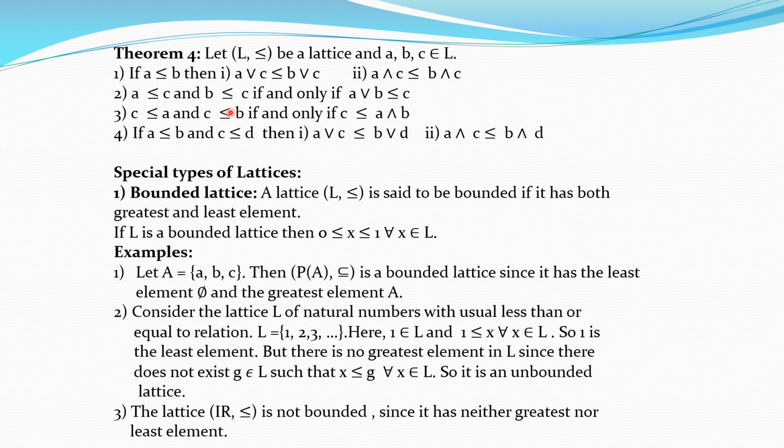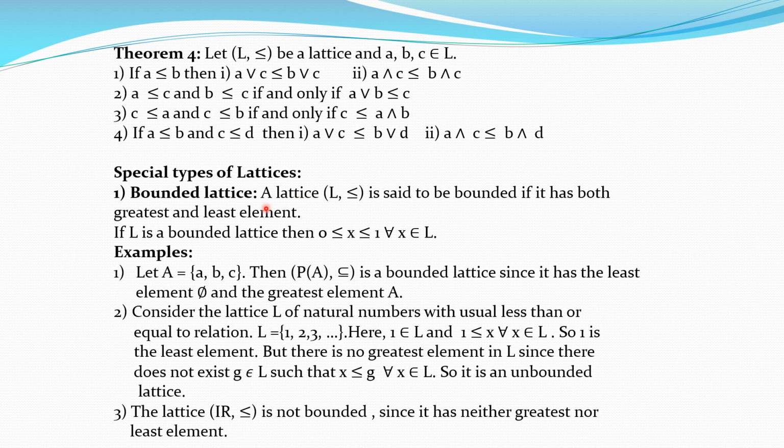So one more theorem for A, B, C belonging to L. If A precedes B, then A join C precedes B join C, and A meet C precedes B meet C. Then second, A precedes C and B precedes C if and only if A join B precedes C. C precedes A and C precedes B if and only if C precedes A meet B. If A precedes B and C precedes D, then A join C precedes B join D, and A meet C precedes B meet D.